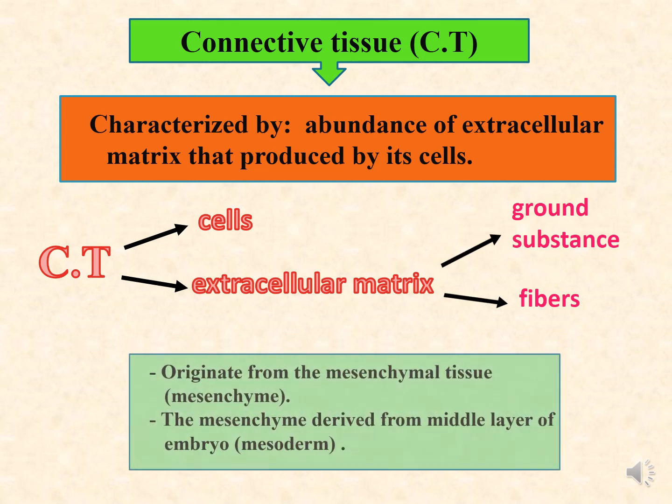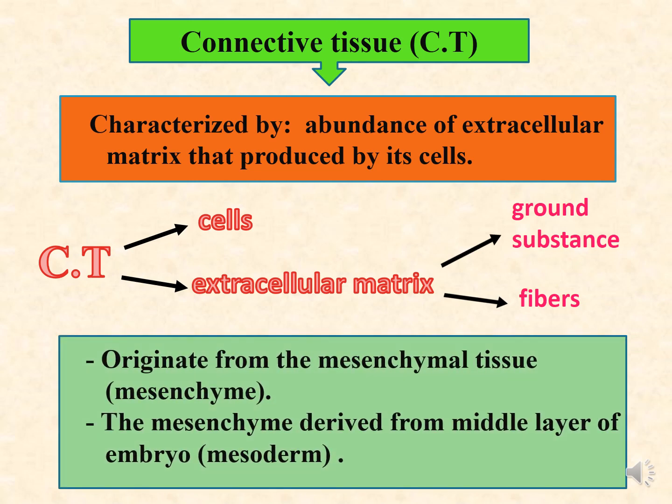The connective tissue originates from the mesenchymal tissue, which is also called mesenchyme. The mesenchyme is derived from the middle layer of the embryo that is called mesoderm.